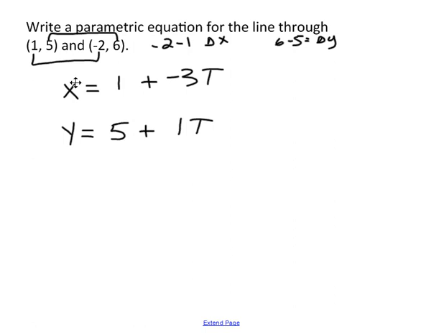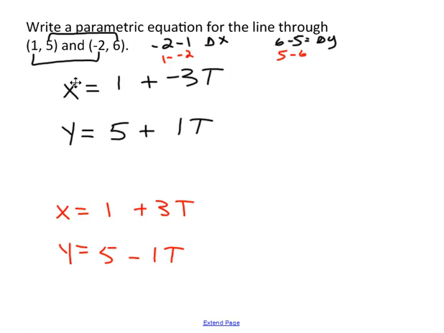Now I could have done my slopes the other way, using the same point. If I did 1 minus -2, I would have gotten plus 3t. And if I would have done 5 minus 6, I would have gotten minus 1t. Still, overall, the slope of my line is -1/3. Either way, 1 over -3, -1 over 3.